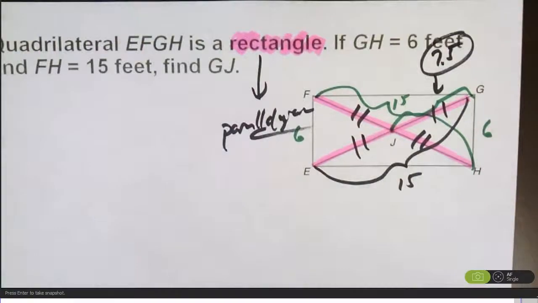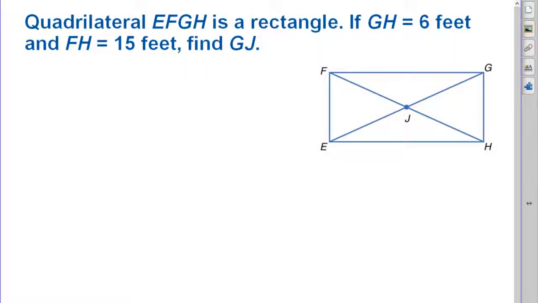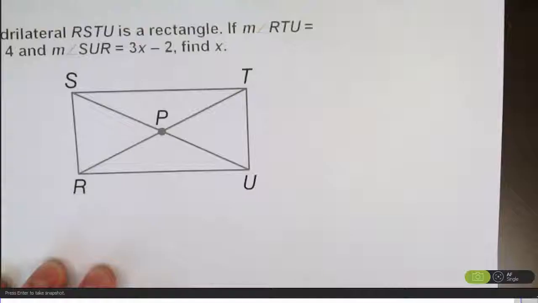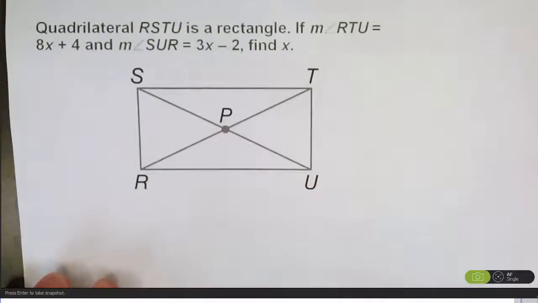Okay. Next, quadrilateral RSTU is a rectangle. If the measure of angle RTU equals 8x plus 4 and the measure of angle SUR equals 3x minus 2, then find x. So again, it helps on this one to draw what we know.